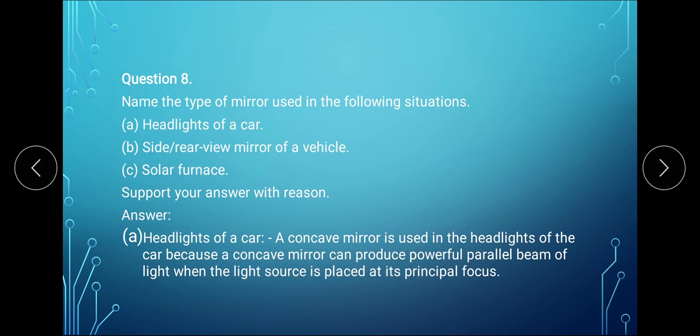Now read question number 8. Name the type of mirror used in the following situations and support your answer with reason. Part A, headlights of a car. Students, we use a concave mirror in the headlights of a car because it gives a powerful parallel beam of light when the light source is placed at its principal focus.